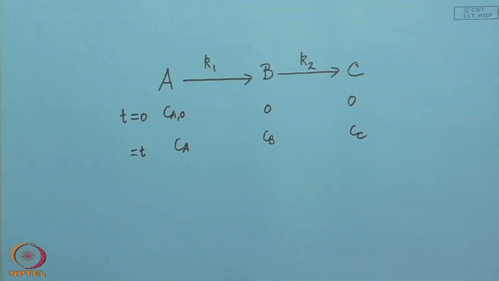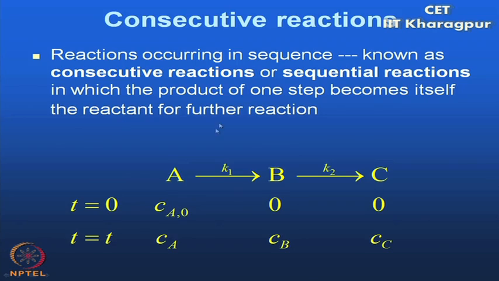Okay. So, reactions occurring in sequence are known as consecutive or sequential reactions, in which the product of one step becomes itself the reactant for further reaction. So, this one is the product of A, and this is becoming a reactant for this product.